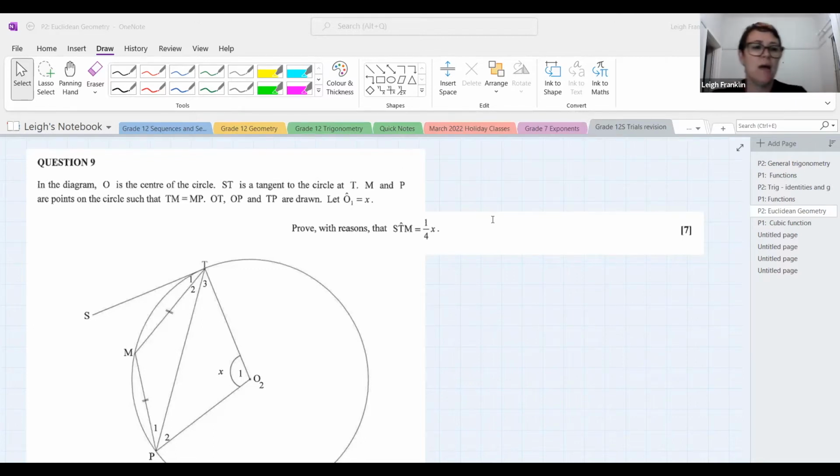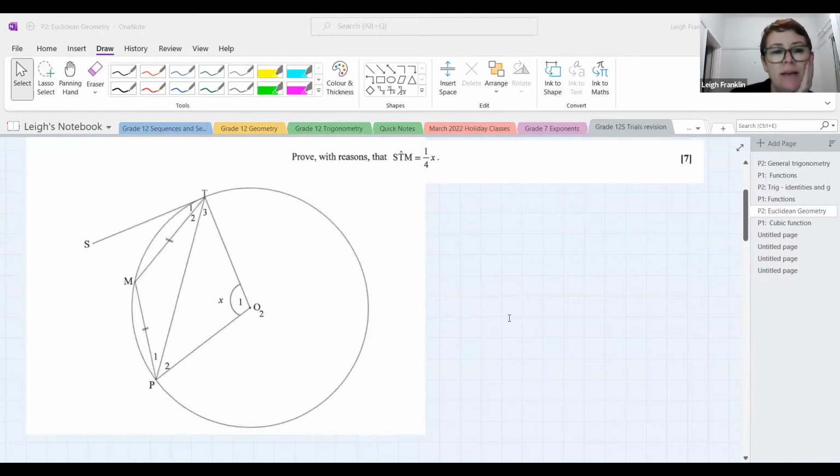Before we get started, I want to ask you guys a question. If you look at the diagram, TMPO, is it a cyclic quad? Is TMPO a cyclic quad? Okay, good. No, it's not. We're not able to prove that it is, because it doesn't have 4 points on the circle. One of the points is in the center. So we cannot assume off the bat that it's a cyclic quad.